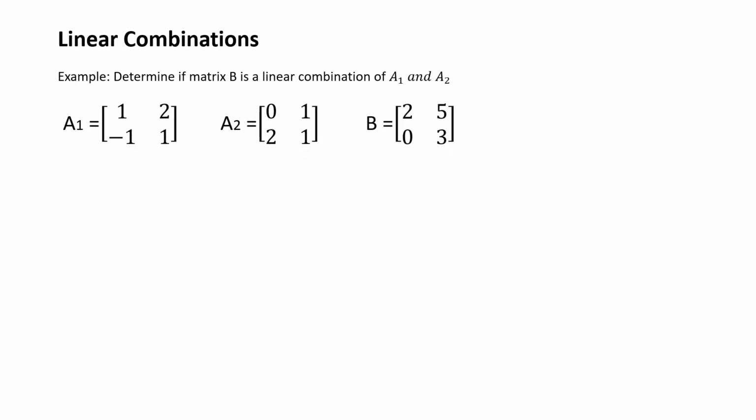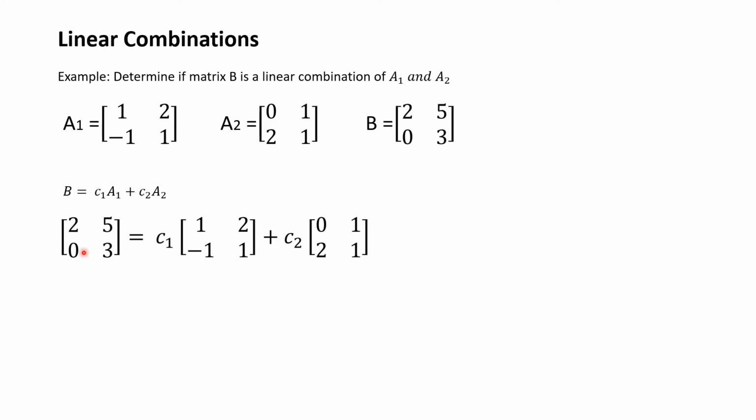We want to determine if matrix B is a linear combination of matrix A1 and A2. In order to determine that, we must satisfy this equation. Here, B is equal to the coefficient C1 times matrix A1 plus the coefficient C2 times matrix A2. We can see in order to compute this right-hand side, we need to perform scalar multiplication twice.